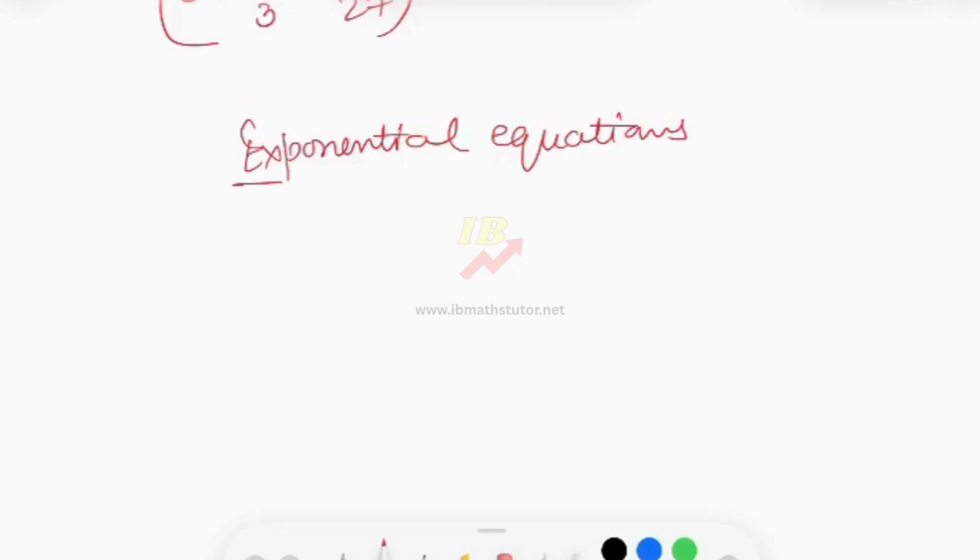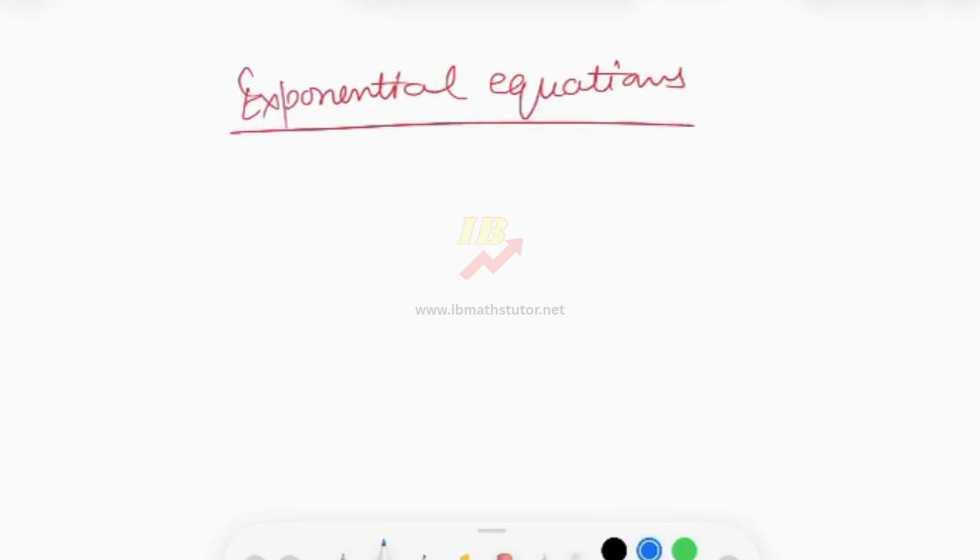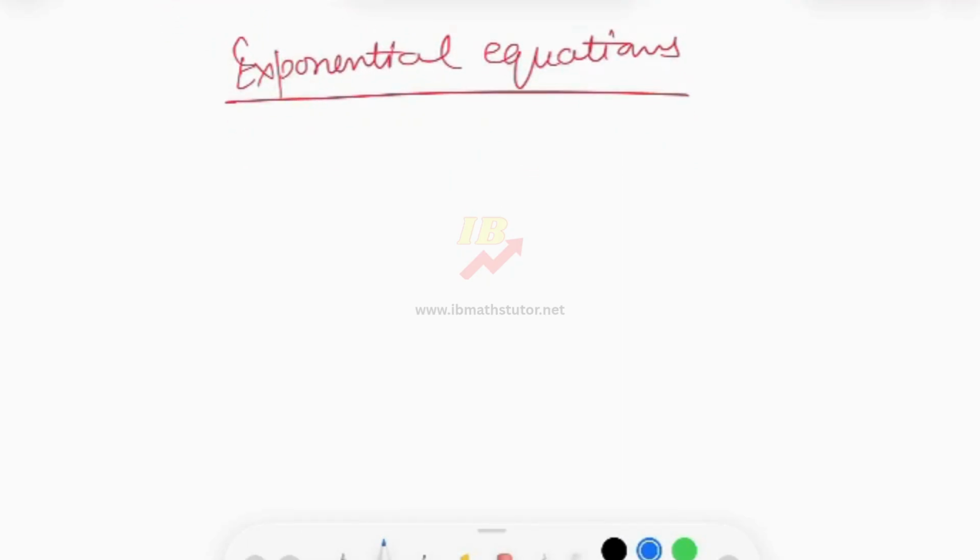So, what exactly is an exponential equation all about? Let's learn about this. Firstly, you need to understand that we are talking about an equation, right? Equation means there should be something equal to something, right?